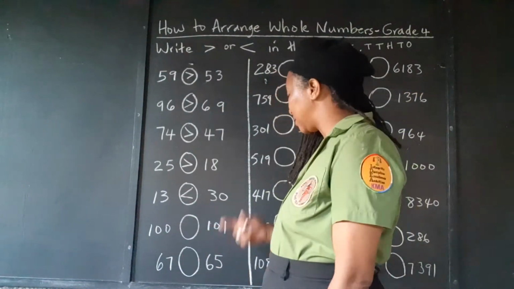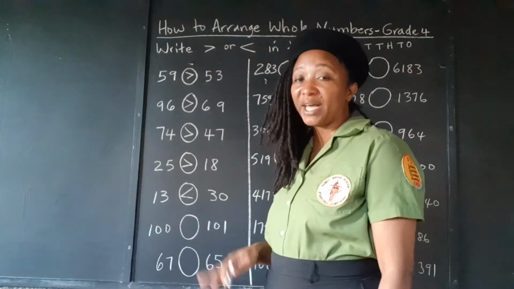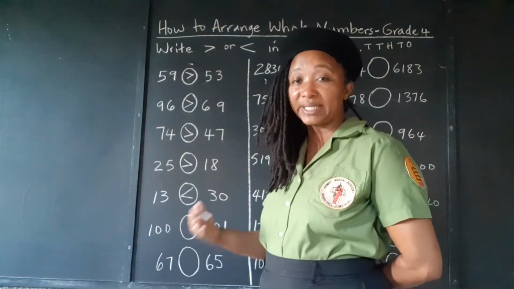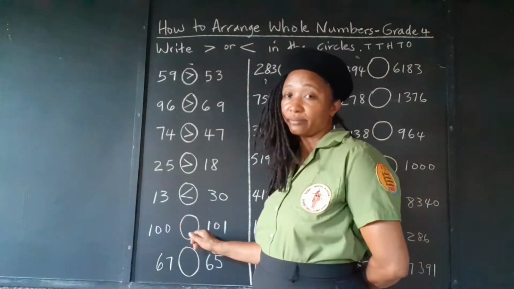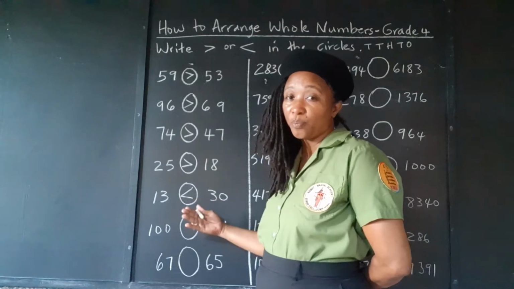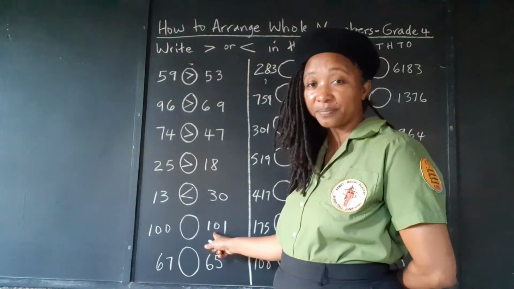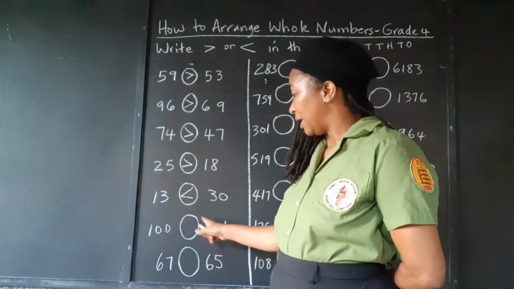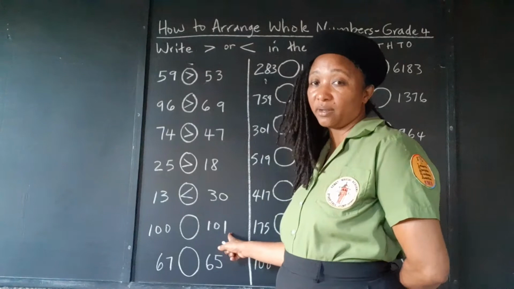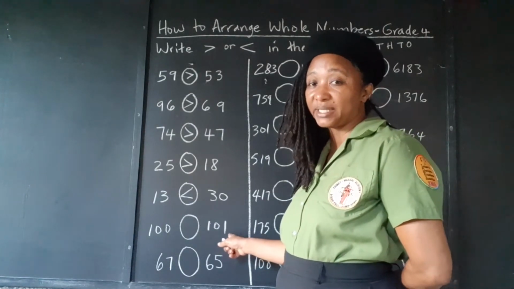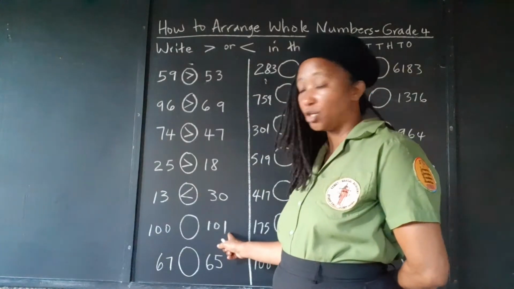100 and 101. They both have 3 digits, so they have hundreds, tens, ones. In the hundreds place, they both have 1. So we have to go and compare something else. In the tens place, they both have a 0. In the ones place, this has a 0 and this has a 1. 1 is bigger than 0. So 100 is less than 101.